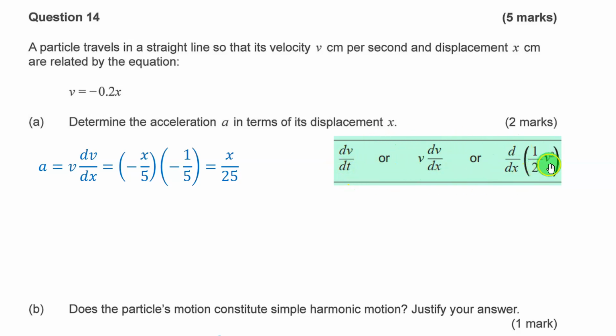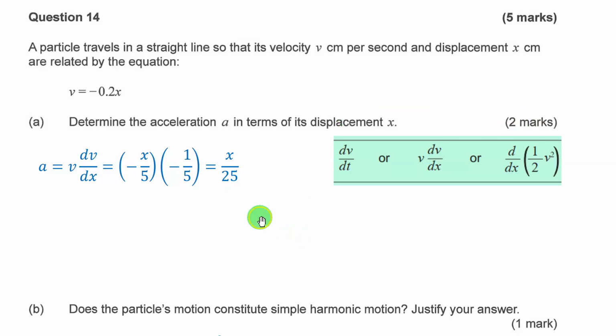These three expressions are all for the acceleration. This looks like a very suitable candidate, v dv/dx. So we just write down that the acceleration is v dv/dx. v is negative 0.2x, or x on 5, if you prefer fractions. Then if we differentiate this with respect to x, we just get negative a fifth, which is this fella. Multiplying together, the negatives disappear and we've got x on 25.